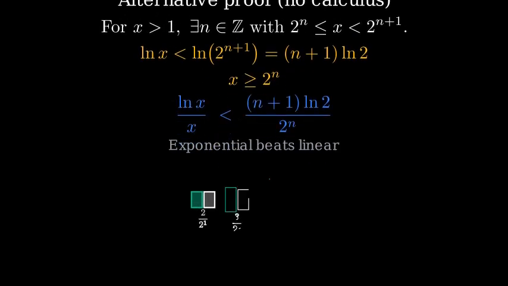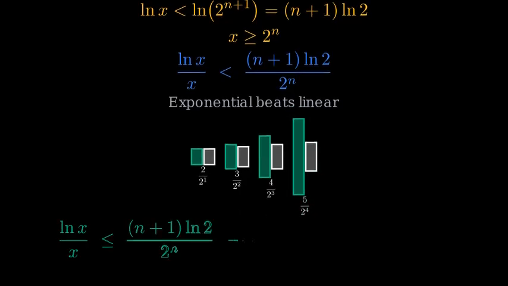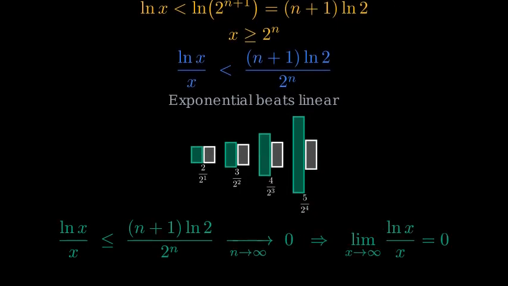Now, as n grows, the denominator 2 to the n grows exponentially, while the numerator n plus 1 grows only linearly. So the fraction goes to 0. In symbols, n plus 1 over 2 to the n tends to 0 as n goes to infinity. Therefore, by squeezing, ln of x over x goes to 0 as x goes to infinity.